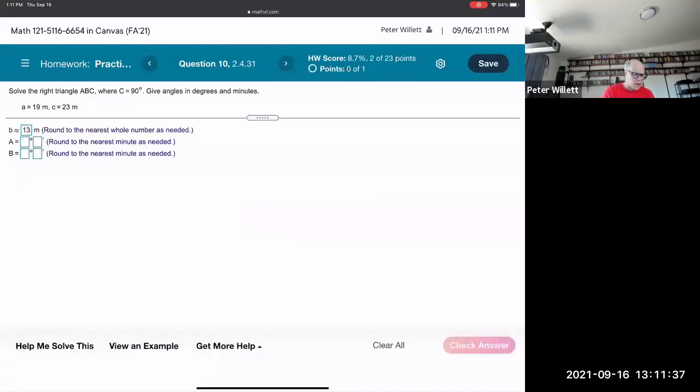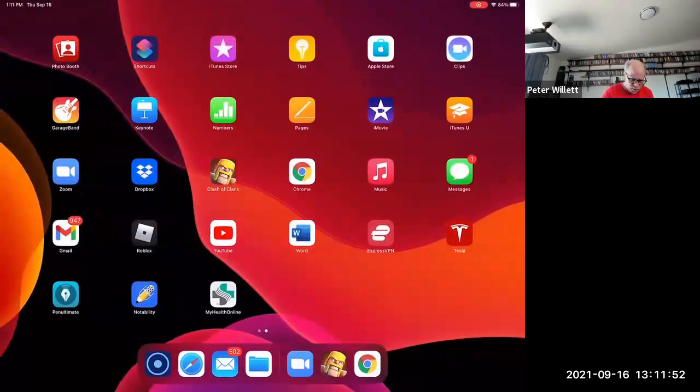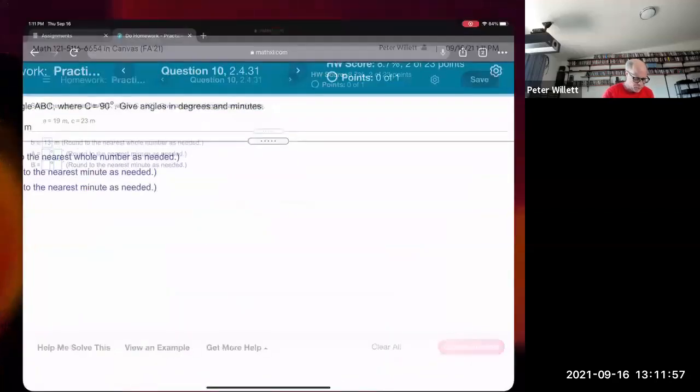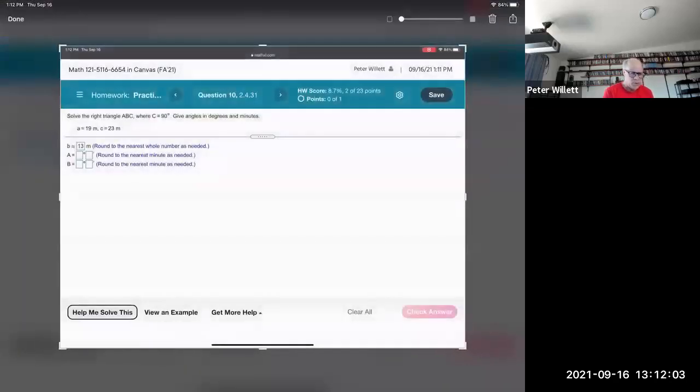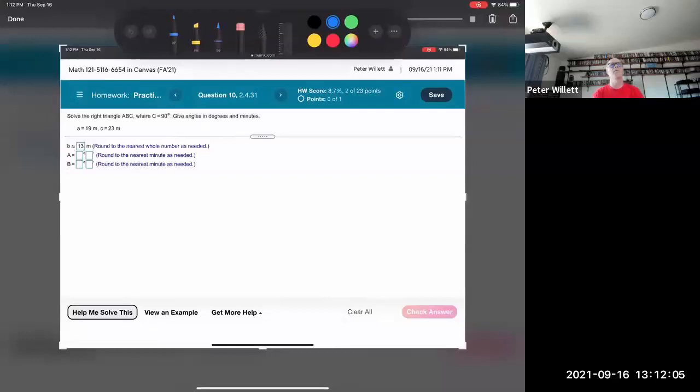All right, so then they want these angles A and B rounded to the nearest minute as needed. Now, is there any way I can get back my picture? Sorry, I'm still figuring out how to do some of these things. Maybe if I go here, is it somewhere? I don't even know where it is. I don't see it. I think I just get a new one. Oh, well, I'm not sure how to get back to the other one. Probably a way to do it, but again, I'm still a little new to some of these things.